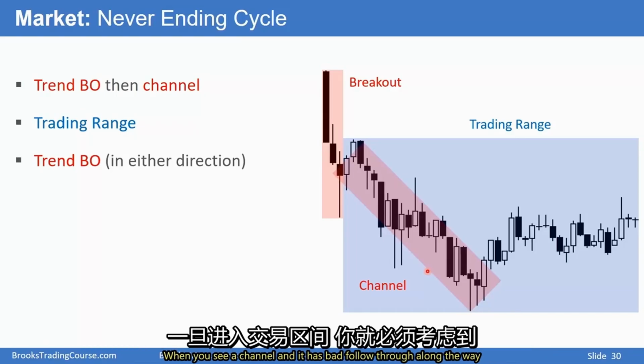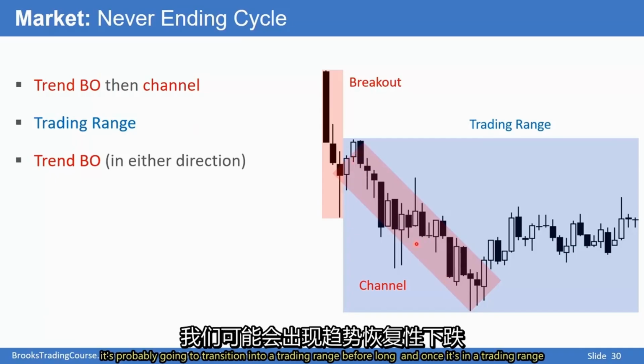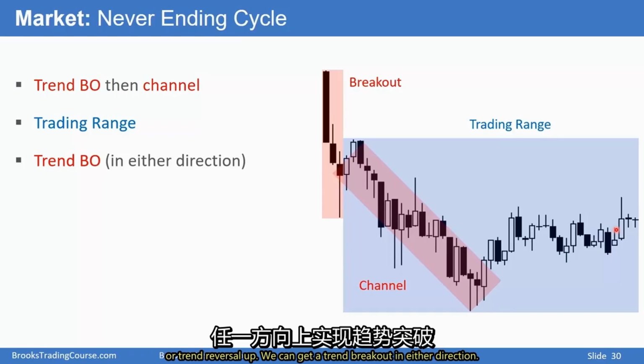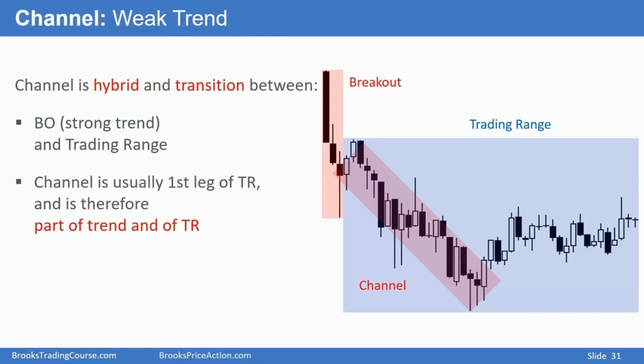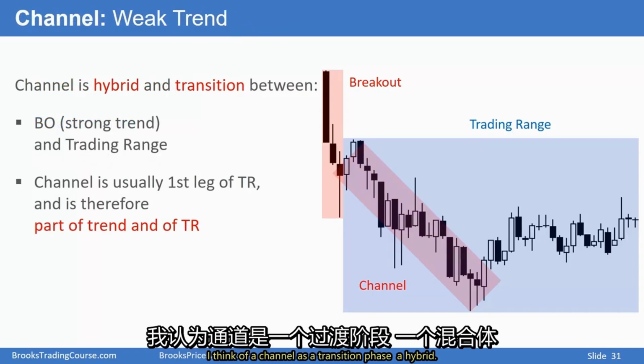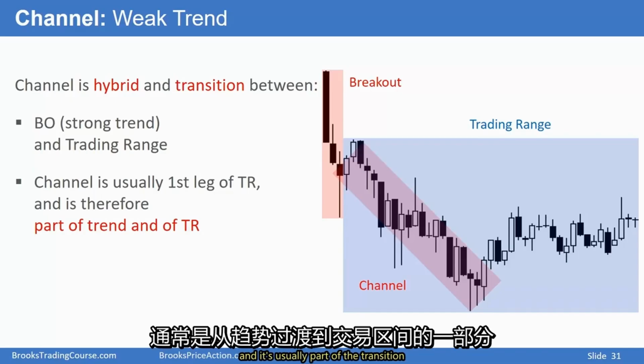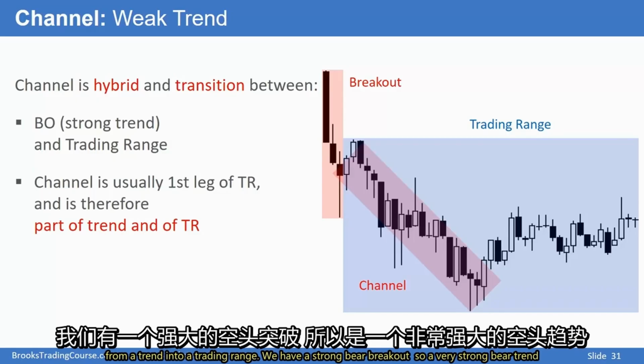When you see a channel and it has bad follow through along the way, it's probably going to transition into a trading range before long. And once it's in a trading range, you have to be thinking that we could get trend resumption down or trend reversal up. We can get a trend breakout in either direction. I think of a channel as a transition phase, a hybrid. It has characteristics of a trend and characteristics of a trading range. And it's usually part of the transition from a trend into a trading range.